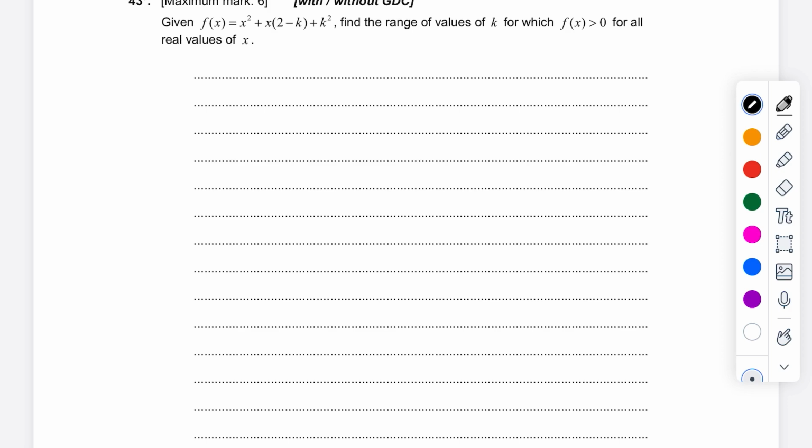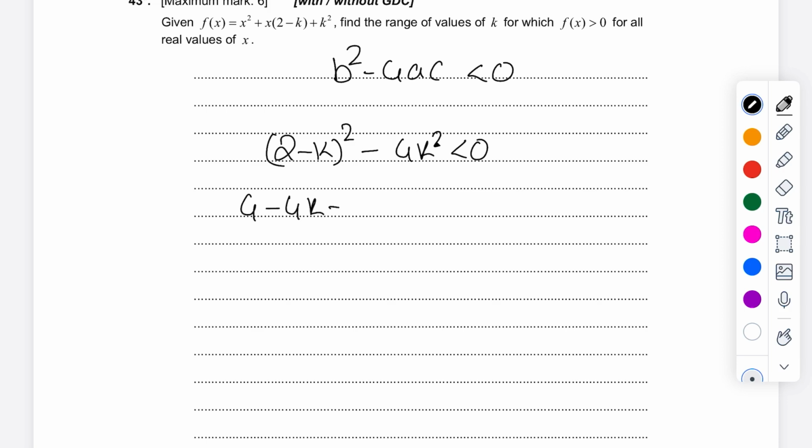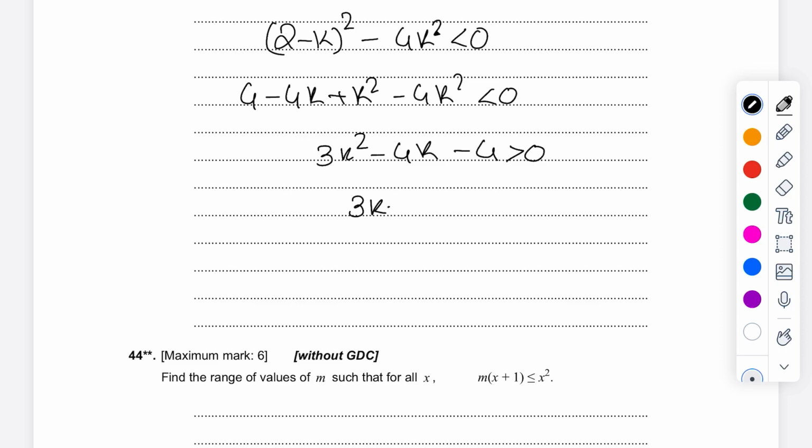F of x is positive means b square minus 4ac should be less than 0, no real roots. So (2 minus k) whole square minus 4k square is less than 0. So 4 minus 4k plus k square minus 4k square is less than 0. So I get 3k square minus 4k minus 4 is greater than 0. So I factorize it out. It becomes (3k minus 2) times (k plus 2) is greater than 0. So k is greater than 2 upon 3 and k is less than negative 2.